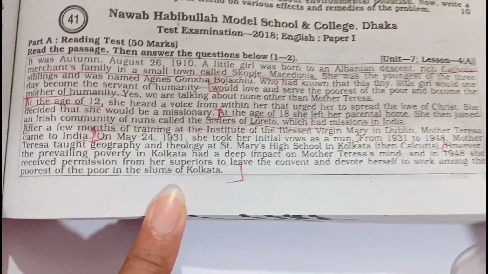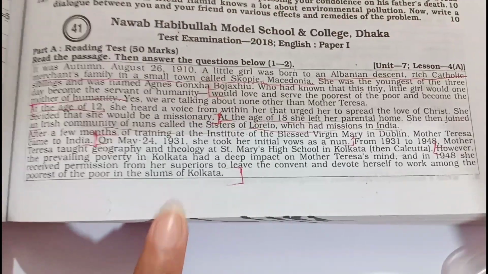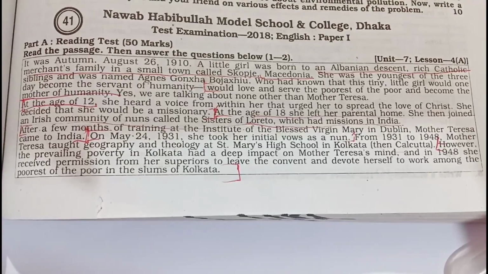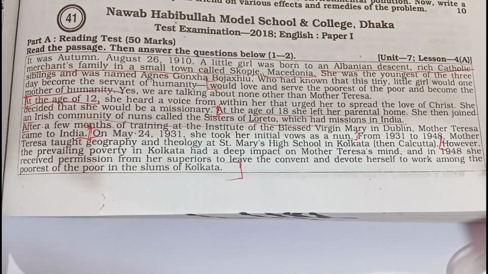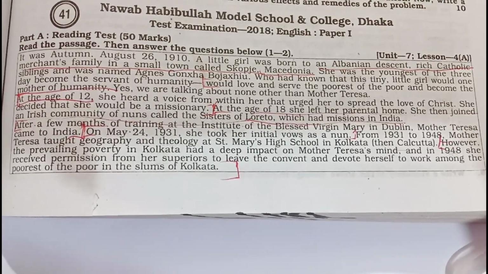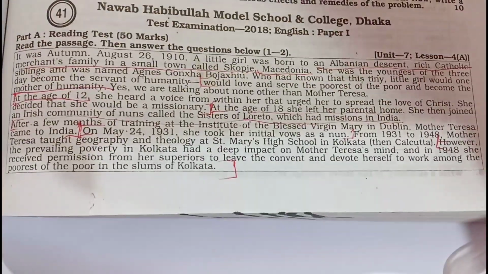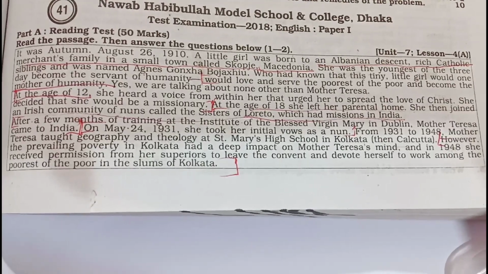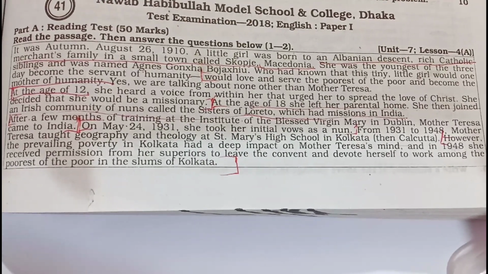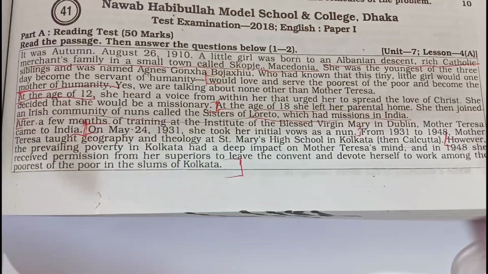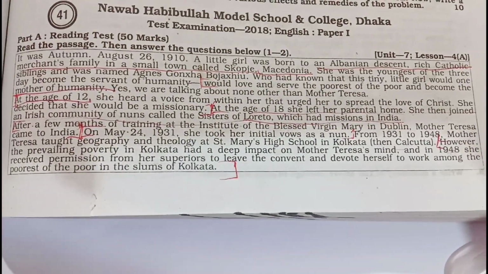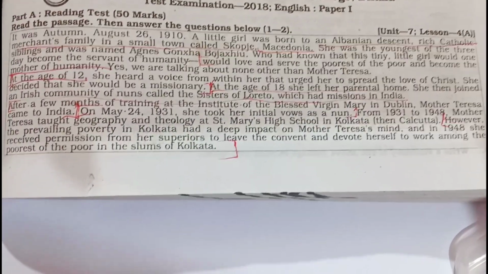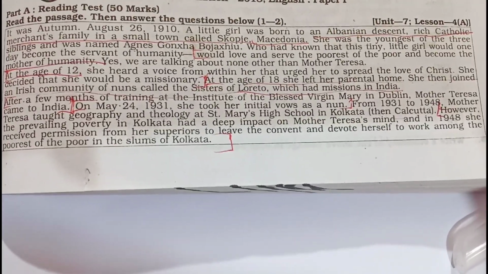These lines are also equally important for summary writing. Well, after a few months of training at the Institute of the Blessed Virgin Mary in Dublin, Mother Teresa came to India. On May 24, 1931, she took her initial vows as a nun. From 1931 to 1948, Mother Teresa taught geography and catechism, religious instruction, at St. Mary's High School in Calcutta, then Kolkata.